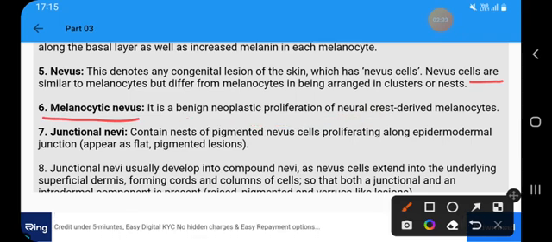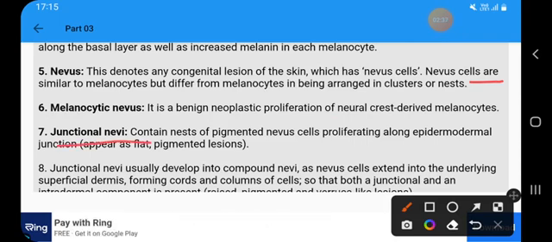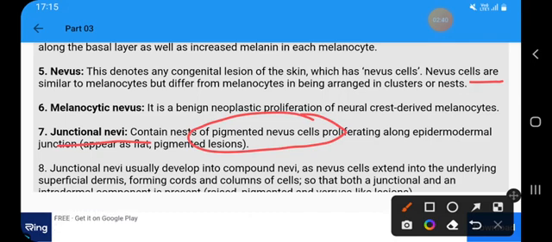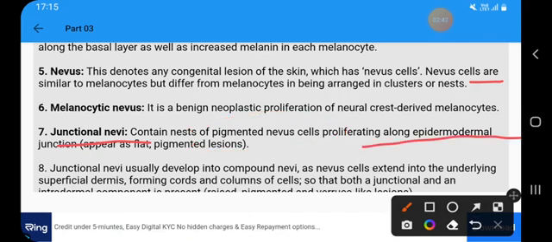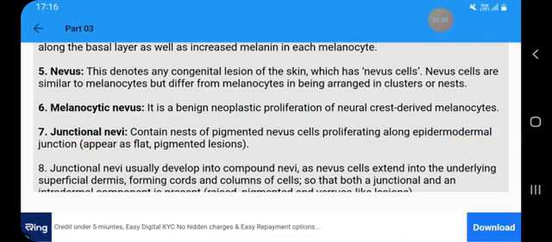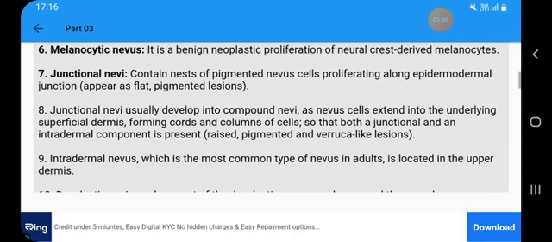Then there is junctional nevi. Junctional nevi contain nests of pigmented nevus cells proliferating along the epidermodermal junction. They appear as flat pigmented lesions.